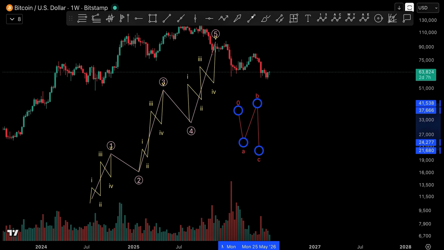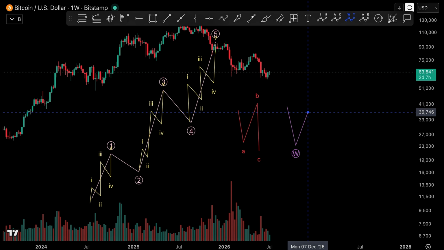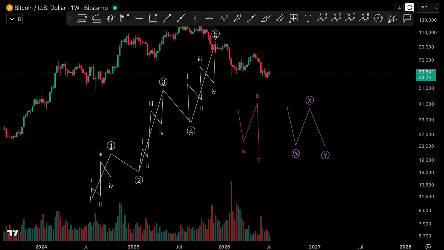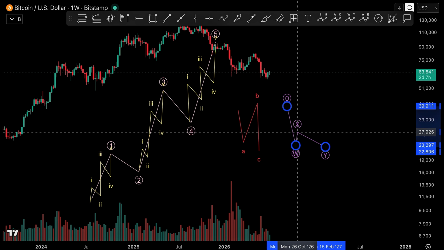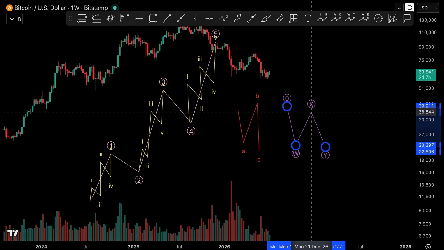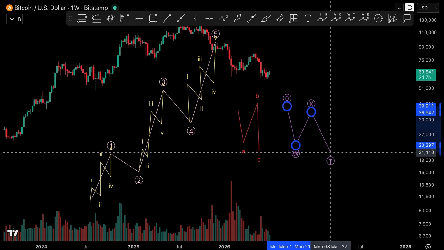So this is an ABC correction here. And then it comes to WXY. A WXY always looks like a sideways correction. So this X doesn't overlap or doesn't get higher than the beginning of this W wave, and the Y can slightly take out this W.